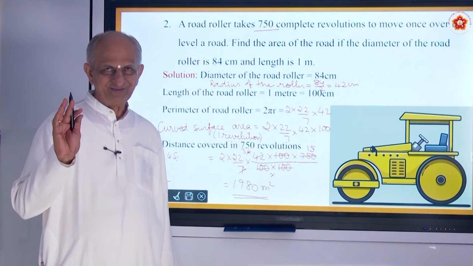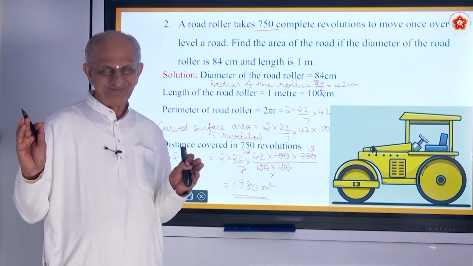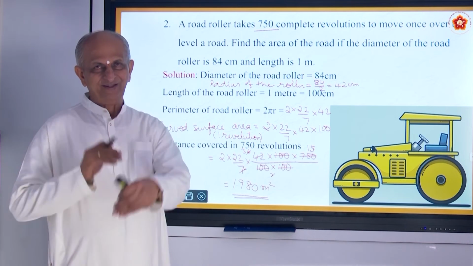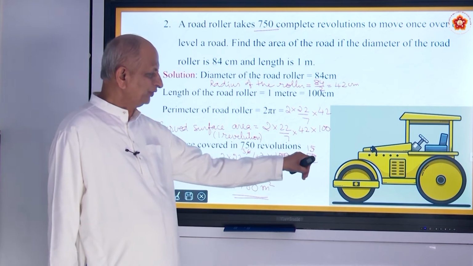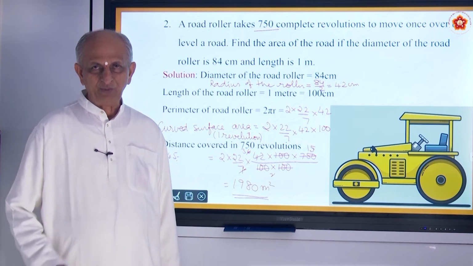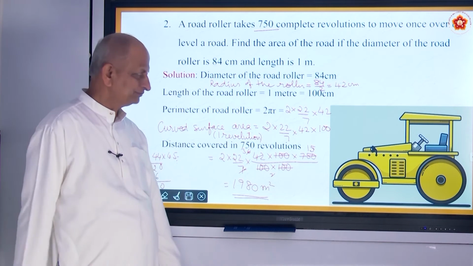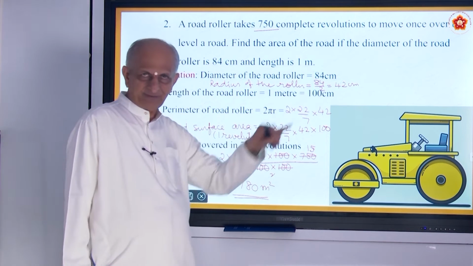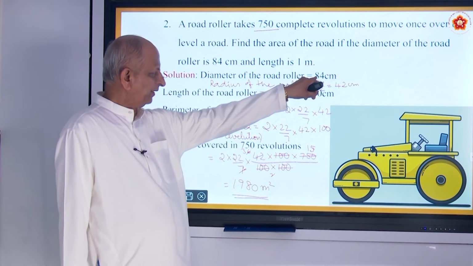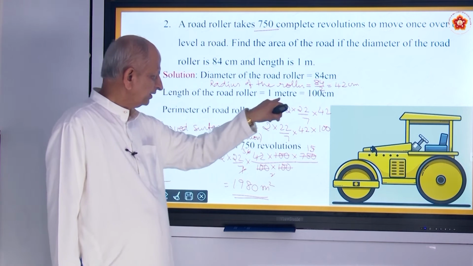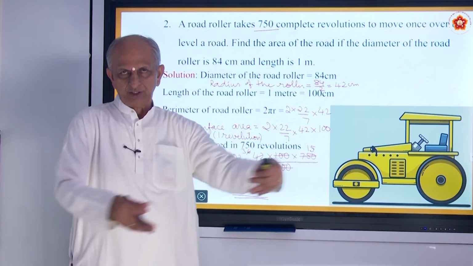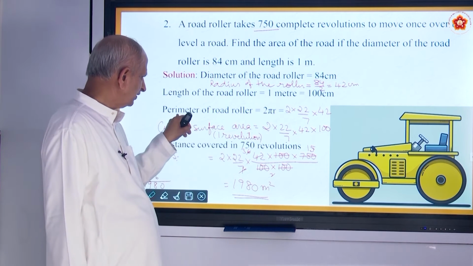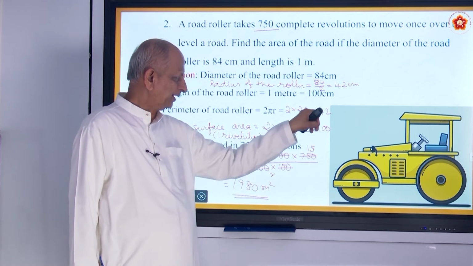You understood the whole thing? There is a road roller, is it not? This shape. It is rotating. It makes 750 revolutions. They are asking how much area of the road it will take. So here the radius is given as 42 centimeters. When you divide the diameter by 2, you get the radius. Length of the roller is 1 meter, so 100 centimeters. First you find out the perimeter of the road roller, 2 pi r.